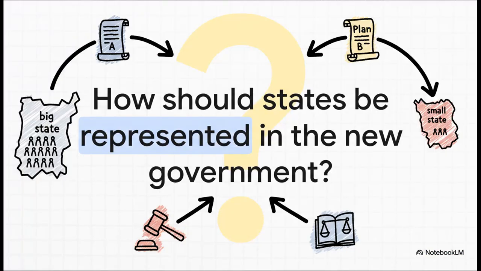And the entire debate really boiled down to this one huge question: how do you make a government that's fair to both the big states, the ones with a lot of people, and the small states with way fewer? Everybody had an opinion, and two major plans ended up taking center stage.